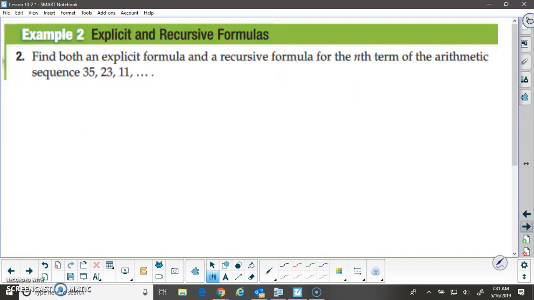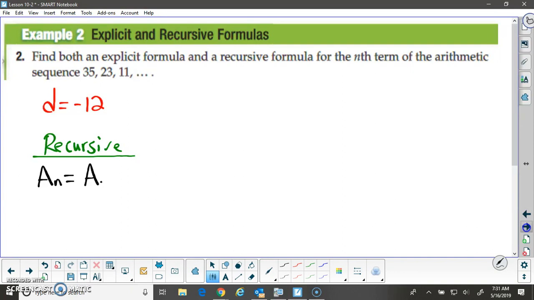Another example, same type of problem. It says find both an explicit and a recursive formula for the nth term. First thing we do is find the common difference, which you can see is negative 12. And so now your recursive formula would be, to find the nth term, you just take the previous term, again I like to put that in parentheses, and then you add d, which in this case is just subtracting 12. We also need to designate what the first term is, which you can see is 35.